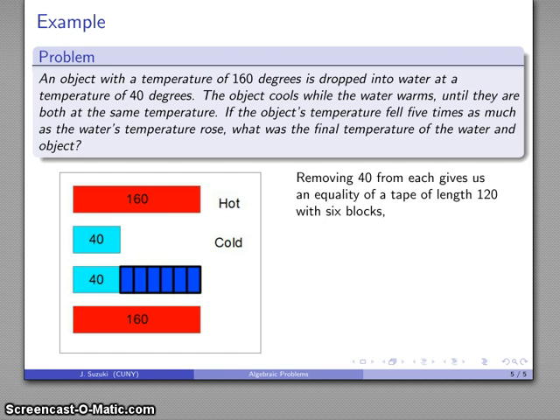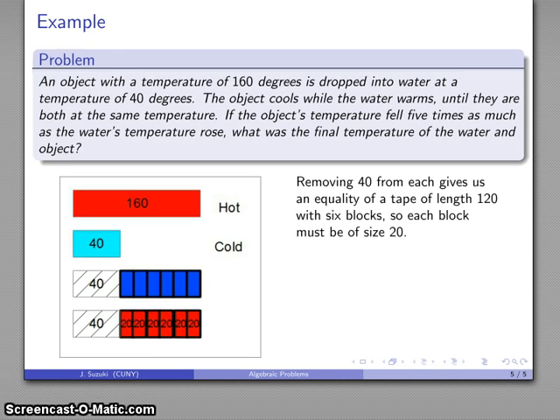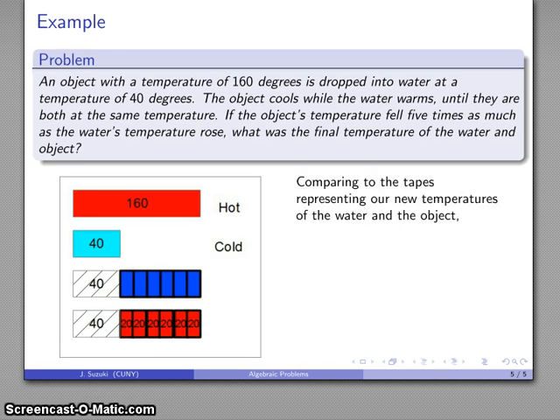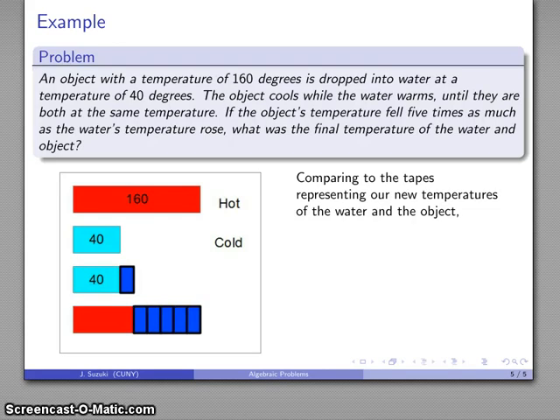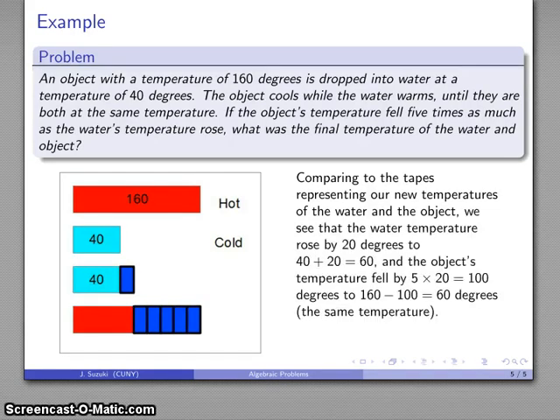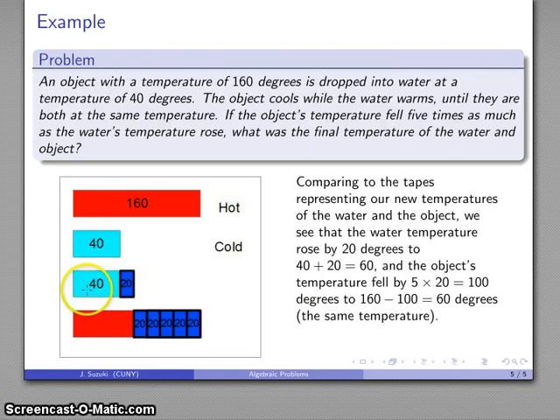Now let's get rid of that 40. And so now I have 6 blocks is 120, which tells me that each individual block must be of size 20. Now, if I go back to my original figures representing the new temperatures of the water and the object, well, I know that now that these blocks are of size 20, so that says my water temperature, 40 and 20, is now 60, and the object's temperature, 160 minus 5 of those blocks, is going to be also 60 degrees, which will be the same temperature, which is what we wanted because we wanted to make sure that the two ended up at the same temperature.